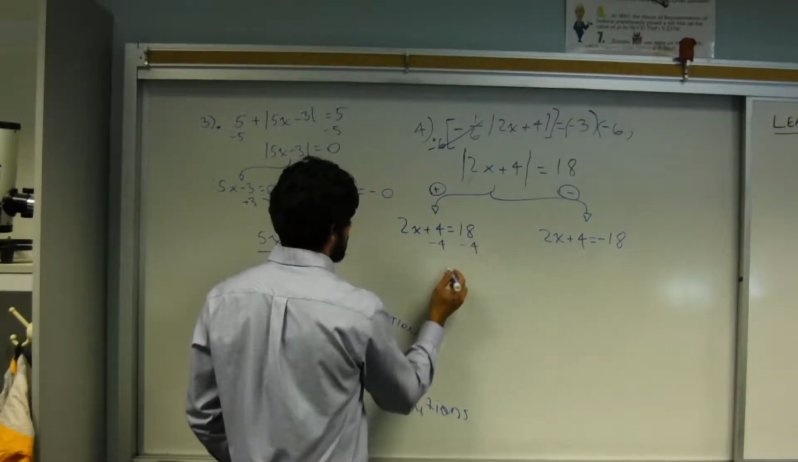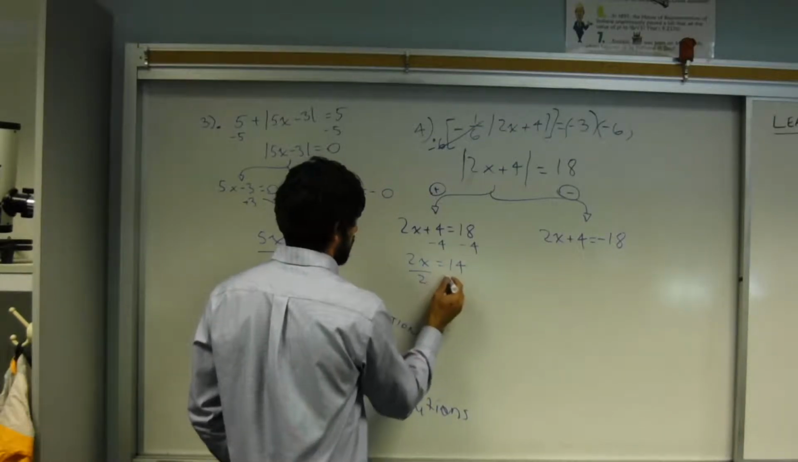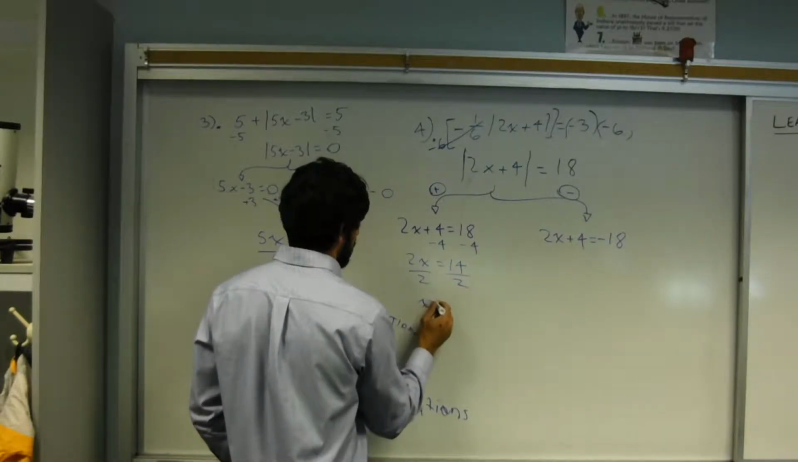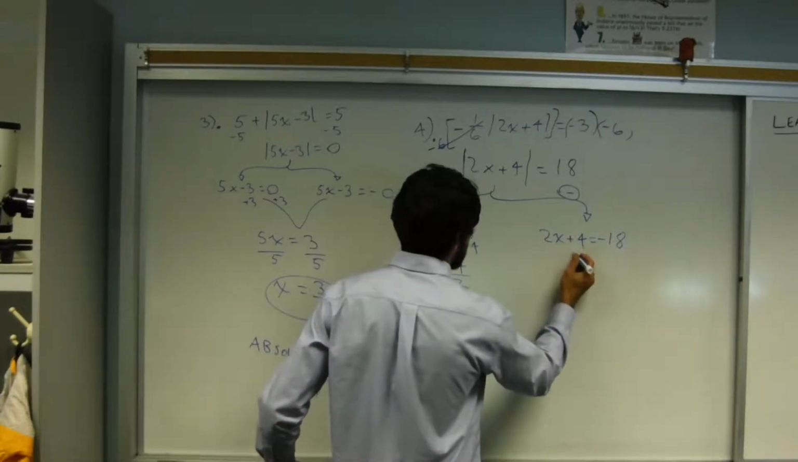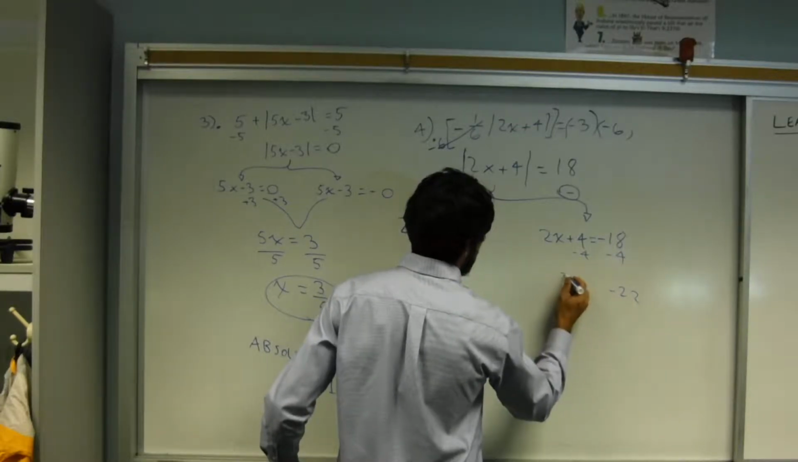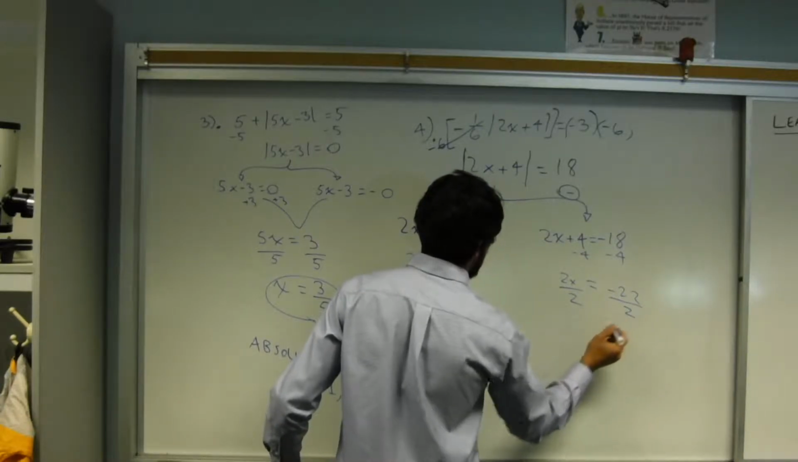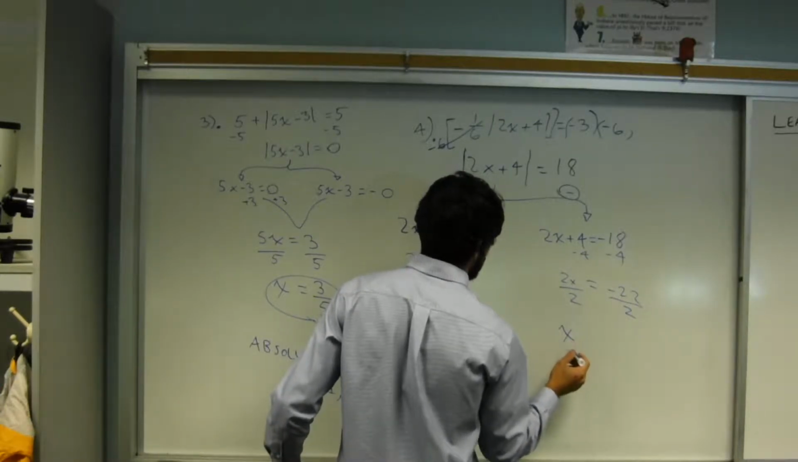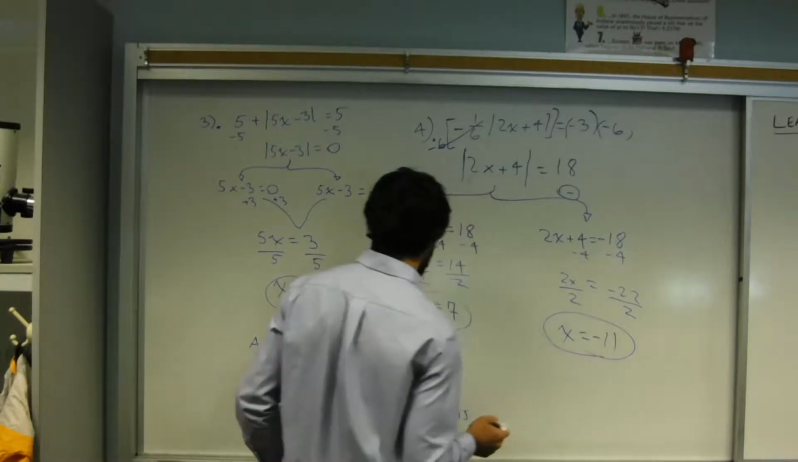Subtract 4 from each side, we get 2x is equal to 14. Divide by 2, we get x is equal to 7. In our other case, subtract 4 from each side, we get 2x is equal to negative 22. Divide by 2, and we're going to get x is equal to negative 11.